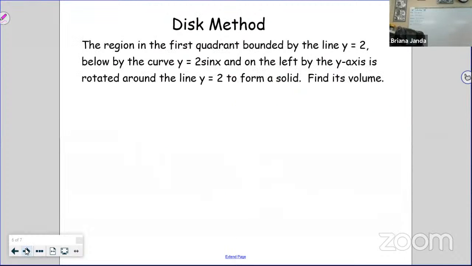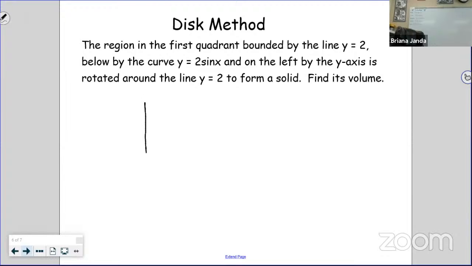Okay, let's do one more here. See one with trig, okay? Region in the first quadrant, bounded above by the line y equals 2, below by the curve y equals 2 sine of x, and on the left by the y-axis, is rotated around the line y equals 2 to form a solid. Find its volume.